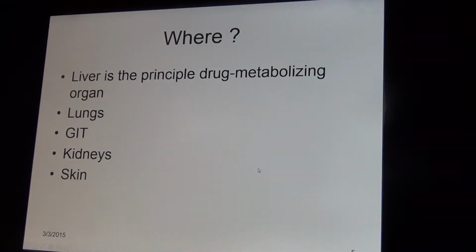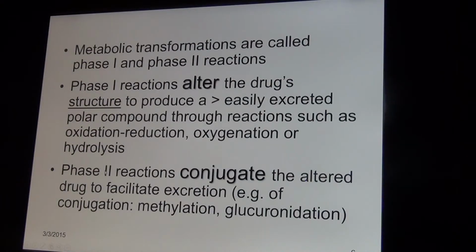Where does it happen? It occurs mainly in the liver. The liver is the main drug metabolizing organ, and the other places are the lungs, the gastrointestinal tract, the kidneys, and also the skin. Metabolic transformations, or metabolic changes, are called phase 1 and phase 2 reactions.